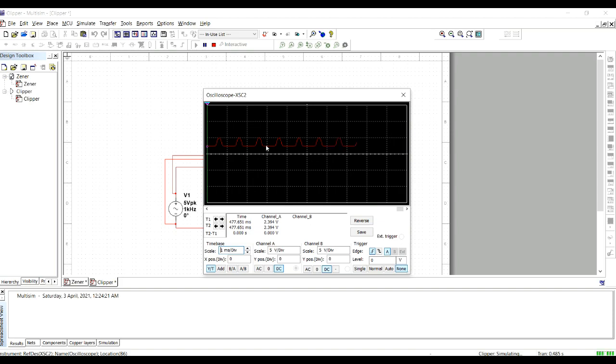This is because during the positive cycle, the diode becomes a short circuit, so the input voltage is equal to the output voltage. During the negative cycle, the diode becomes an open circuit and does not allow current to flow through, so no output is present. So that's all for me. Thank you.